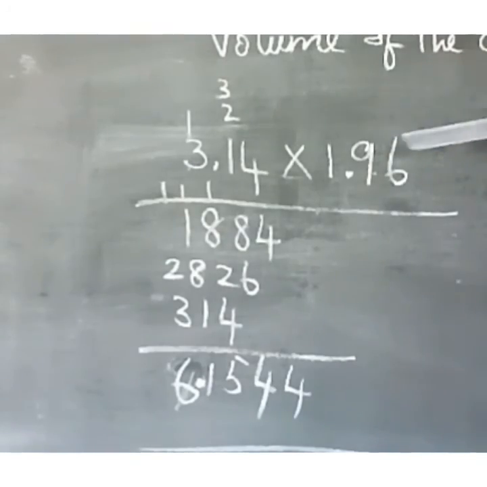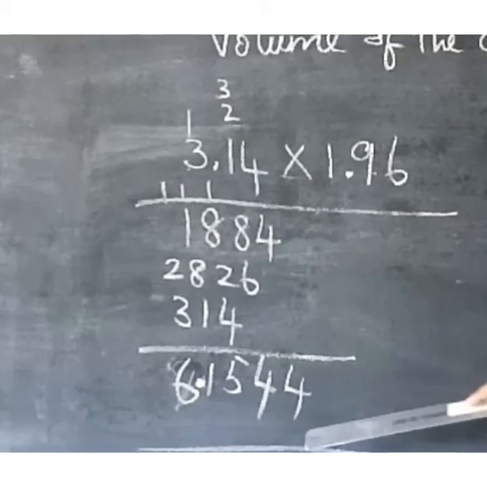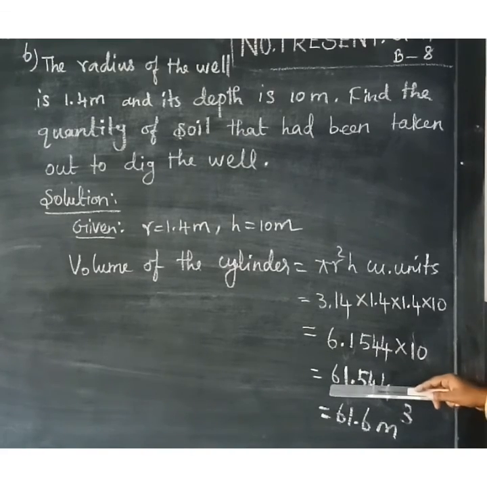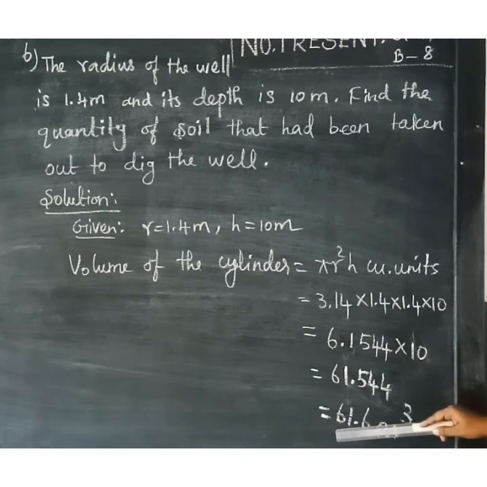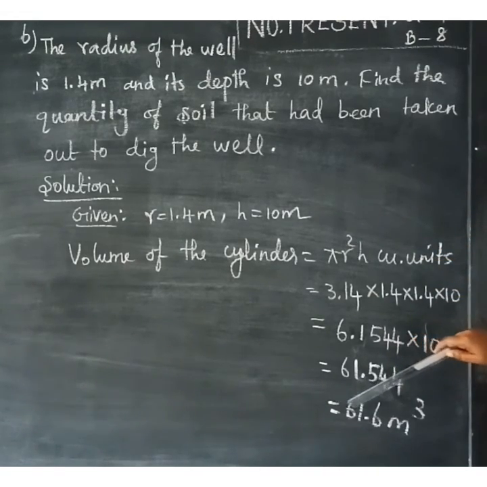So there are 4 decimal places. So 6.1544. 6.1544 multiplied by 10. So the decimal moves to the right by 1 place. So 61.544. We round off this value to 61.6. Volume of the cylinder is equal to 61.6 meter cube.